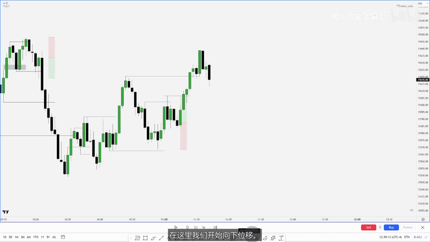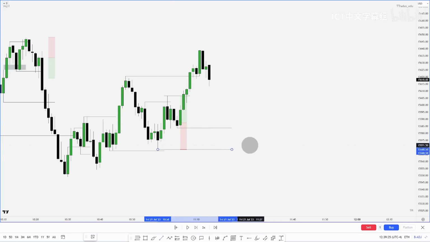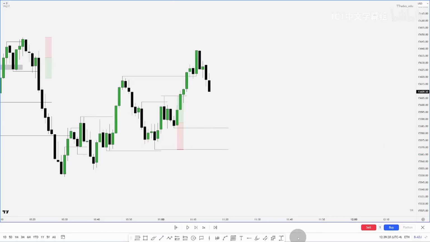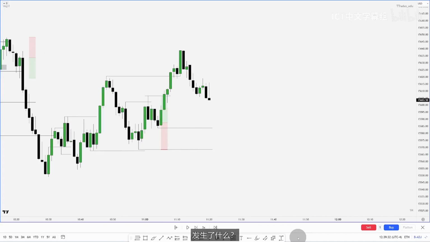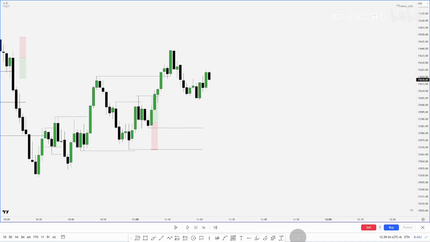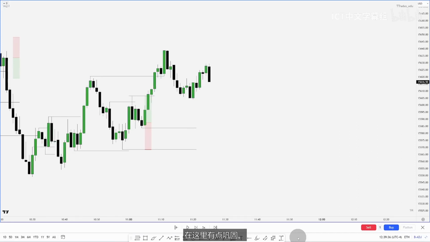Here we start to displace lower. So from here, I'd be looking left. What do we have to our left? We have lows right here. Letting price play out here. What happens? Not a whole lot, kind of consolidating here.